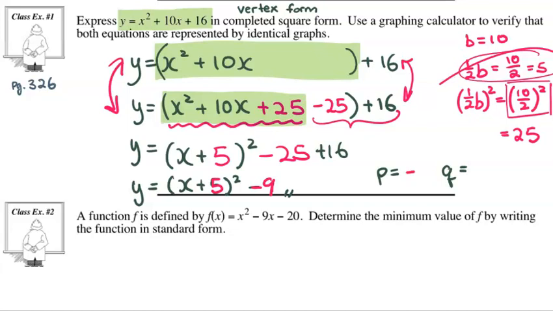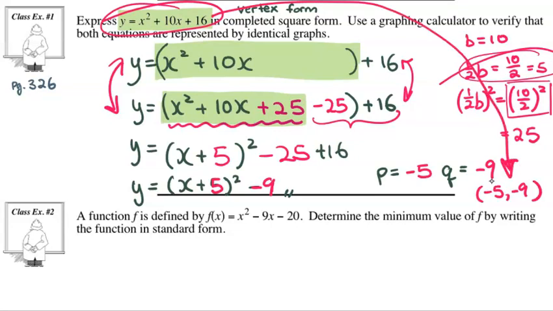My P value here, I have x plus 5, which means P must be -5, and Q is -9. Give me coordinates of the vertex: -5 and -9. There you go. So if you had to algebraically determine the vertex of this particular function, you would use this completed square form to find the vertex form and determine the coordinates.